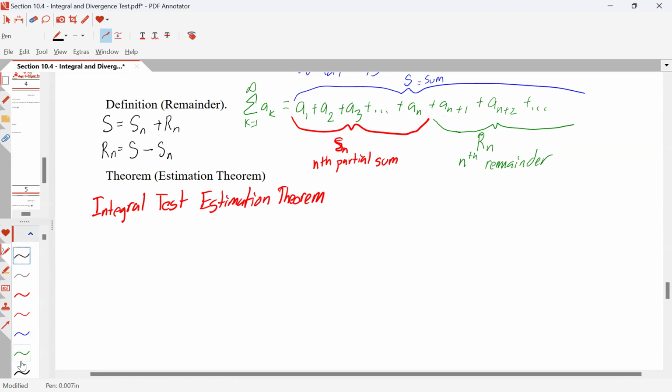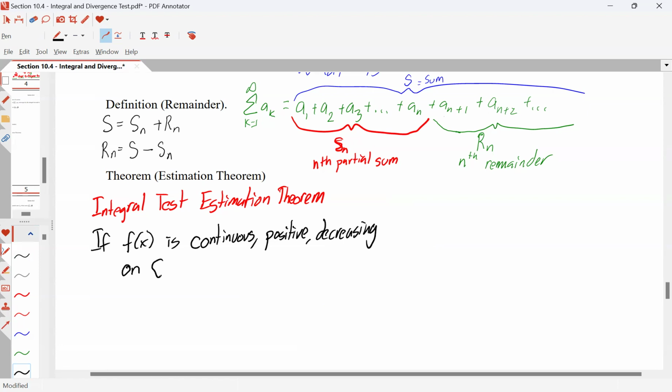So if f of x is something that meets the properties of the integral test. So if it is continuous, positive, and decreasing on some interval n to infinity, and the series a sub k converges, where a sub k and f of x are the same for whole number k values.